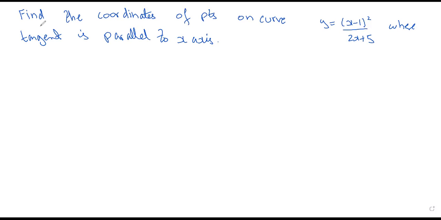Okay, the question says find the coordinates of points on the curve. This is a curve, and this curve has a point. Let's say this is the curve and there's a point. Obviously it would be here because the tangent at this point of the curve is parallel to the x-axis. So what would be your approach to solve this question? Any idea?